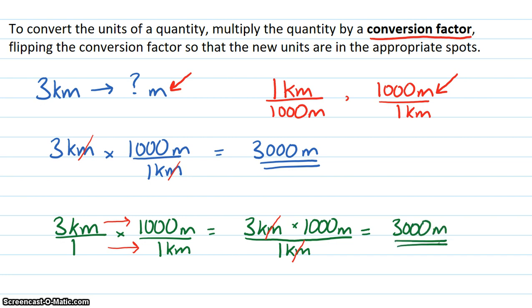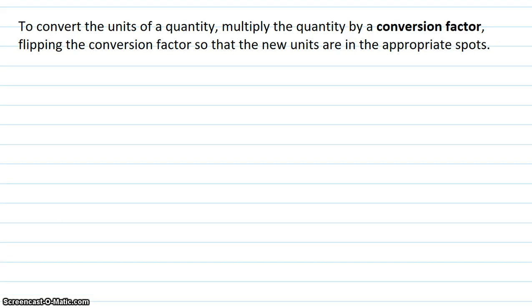So in the green, that's the long version. In the blue, all you have to know is units on the top cancel out with units on the bottom, and you just have 3 times 1,000, which is 3,000 meters. Okay, let's flip it now.